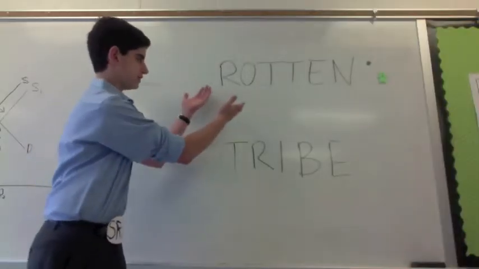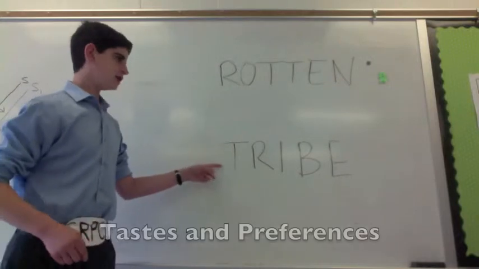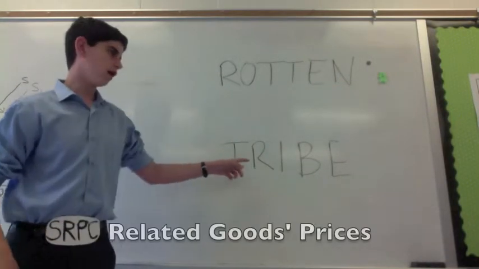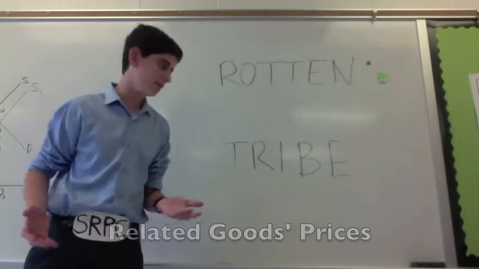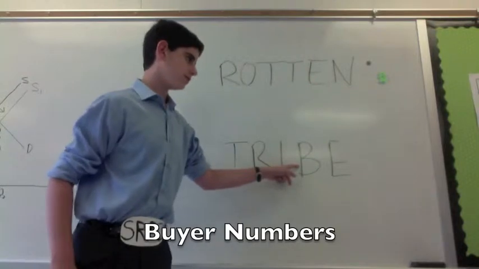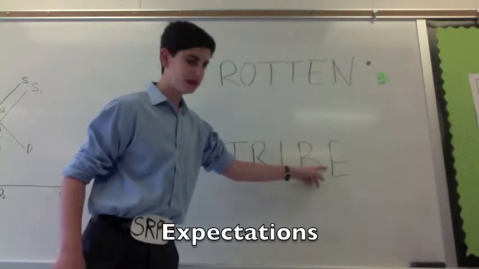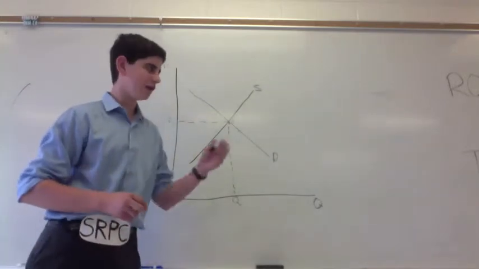We know that ROTTEN was a shift in supply, TRIBE is a shift in demand. And here's what they stand for. T stands for tastes and preferences, R stands for related goods prices, and related goods can include substitutes or complements. I stands for income, B stands for buyer numbers, and E stands for expectations of the consumers. Okay, now let's look at a shift in demand, and we'll use our acronym TRIBE.